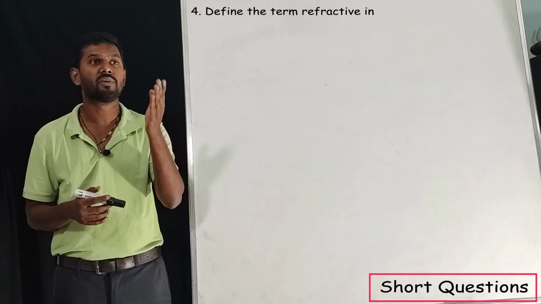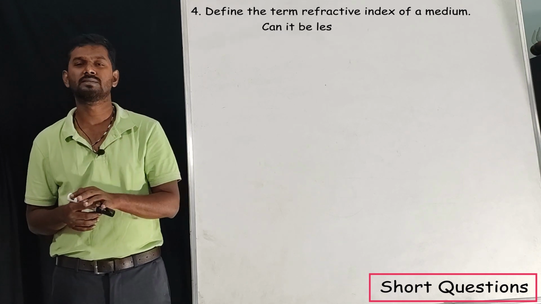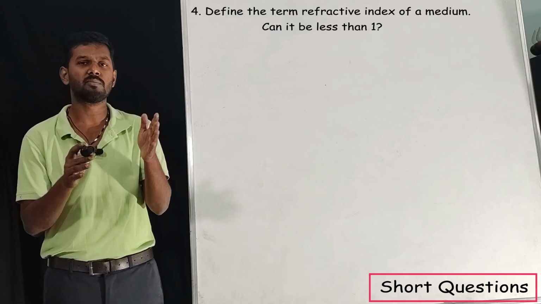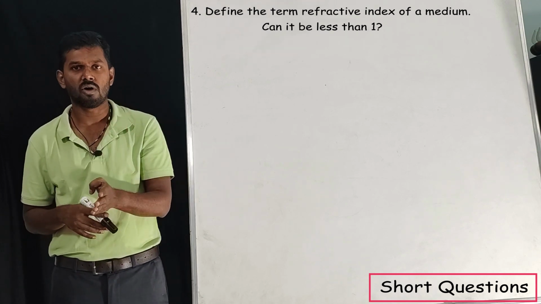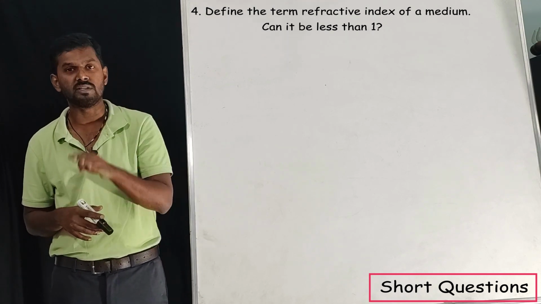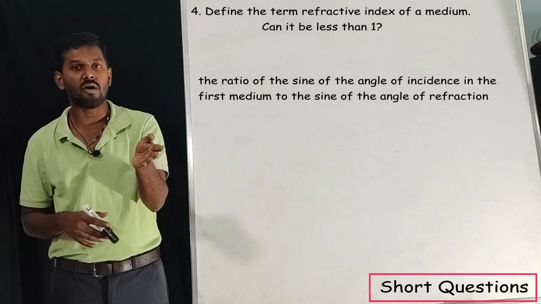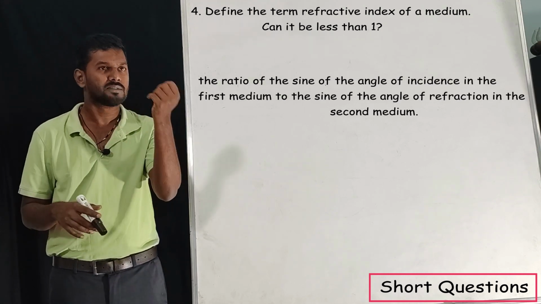Our next question: define the term refractive index of a medium. Can it be less than 1? First, we will understand the definition of refractive index. Very simple. See, it is the ratio of the sine of the angle of incidence in the first medium to the sine of the angle of refraction in the second medium.